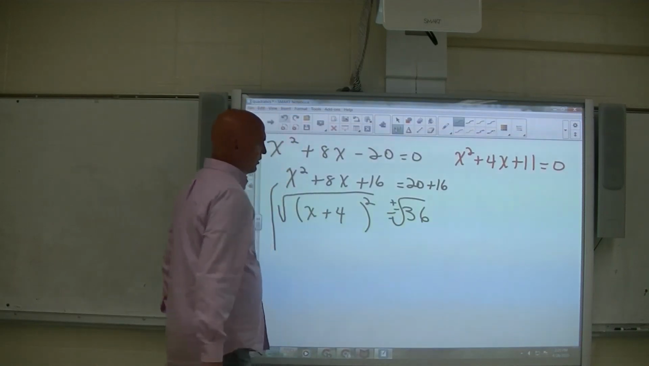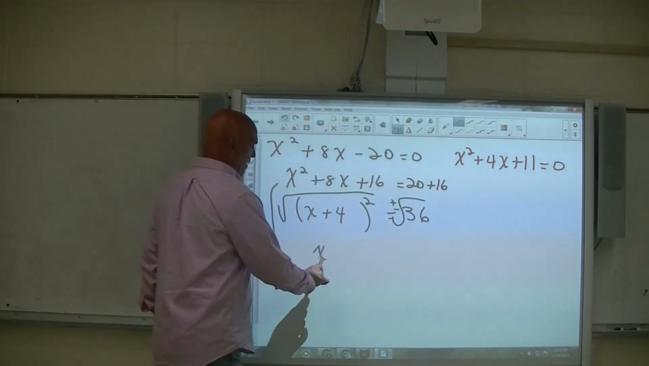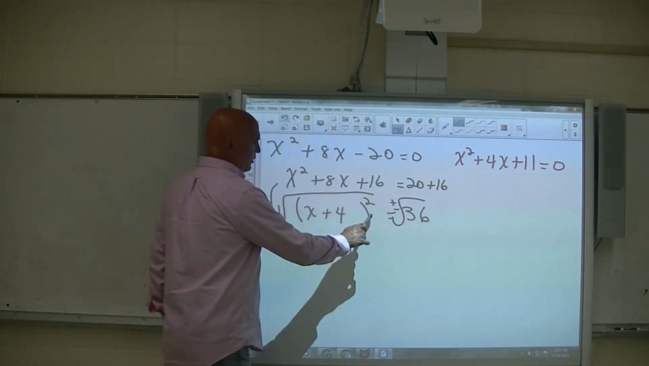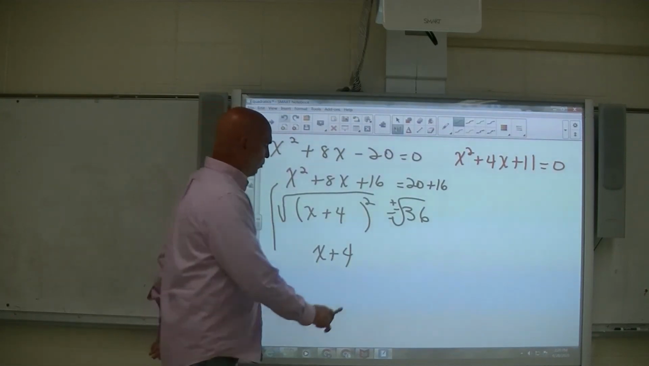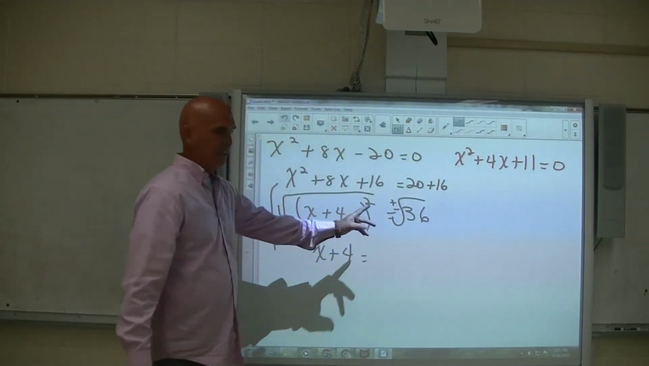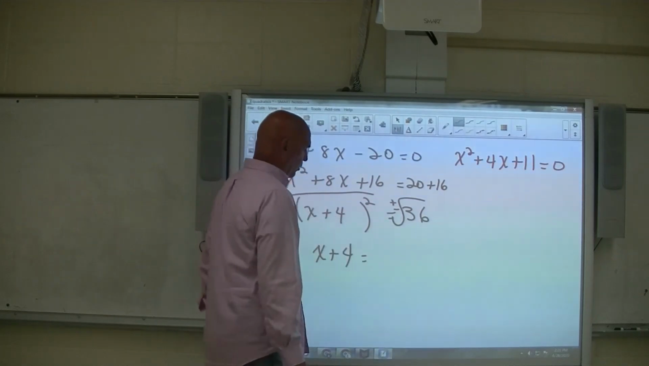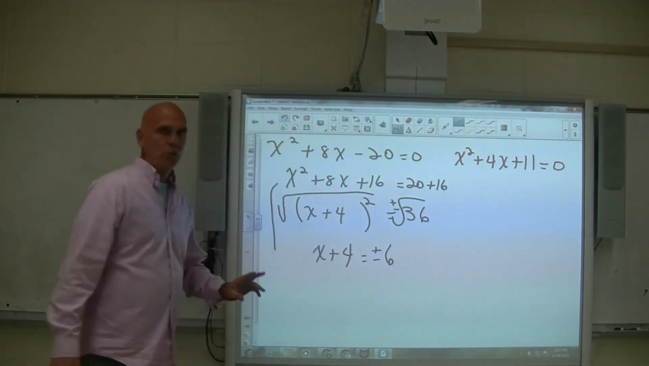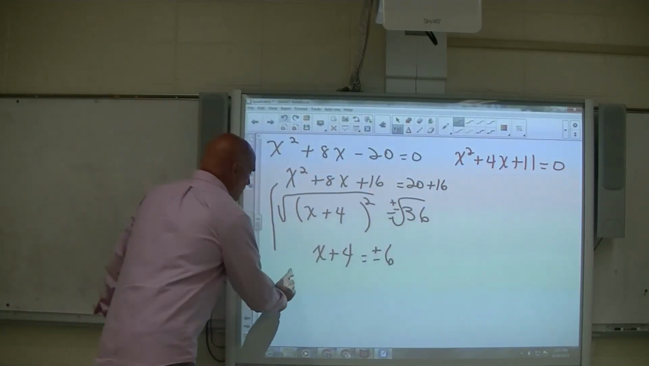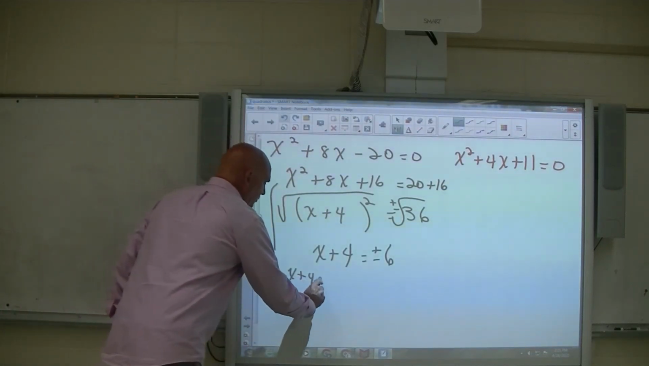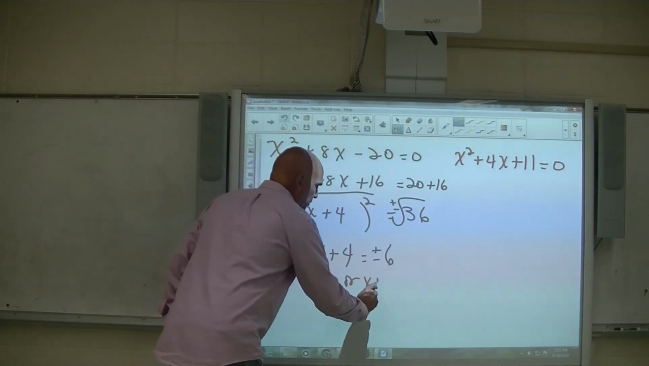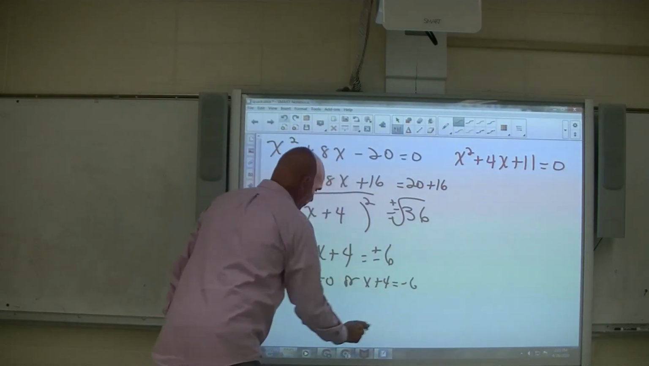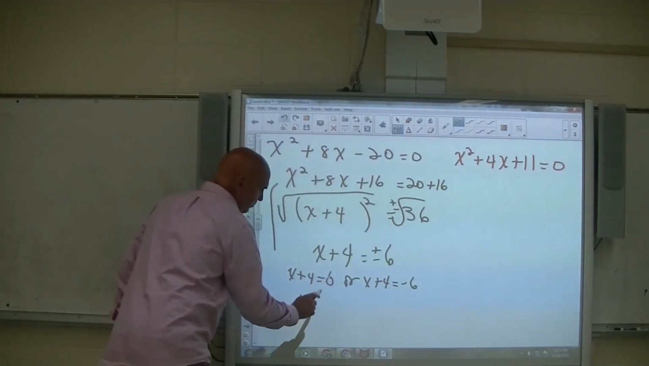Whenever you do, you take plus or minus the square root over there. All right? And so the square root of something squared is just this x plus 4. So you've gotten rid of the squared now by taking the square root. Of course, the square root of 36 is 6, but it's plus or minus 6. Okay? So that's 2. You've got two answers. X plus 4 equals 6, or x plus 4 equals negative 6. And then solve each one of those.